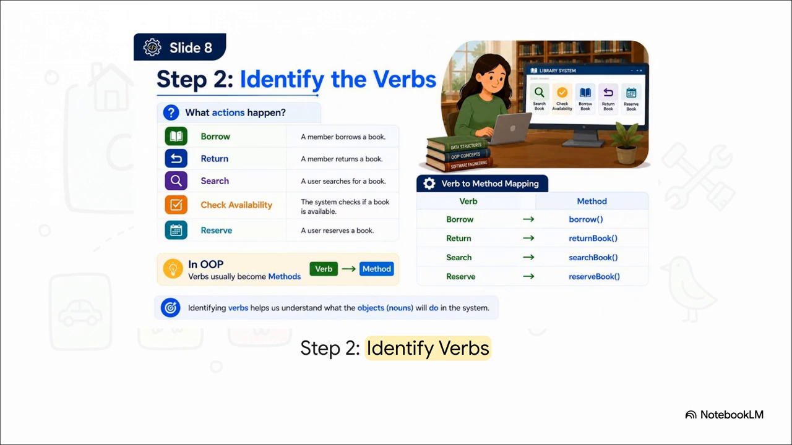Okay, moving to step 2, identify the verbs. What actions are actually happening? Well, our member wants to borrow a book. Eventually, they'll need to return it. Maybe they search for a book, or the system needs to check availability. Spotting these verbs tells us what our objects are actually going to do. In the programming world, these verbs become our methods. Methods are simply the actions or the operations that our objects can perform.